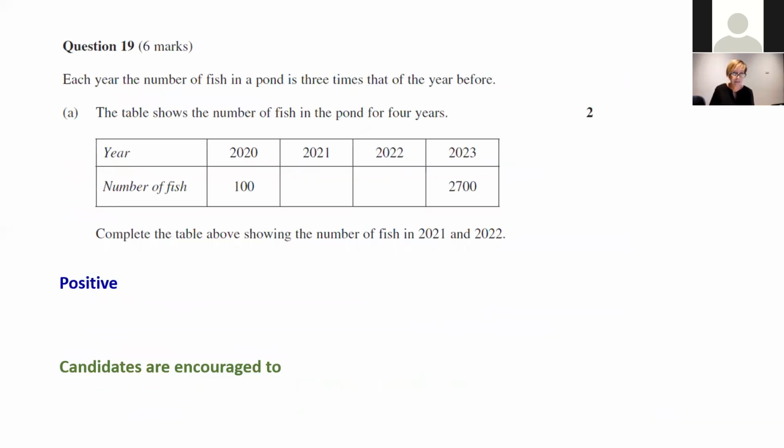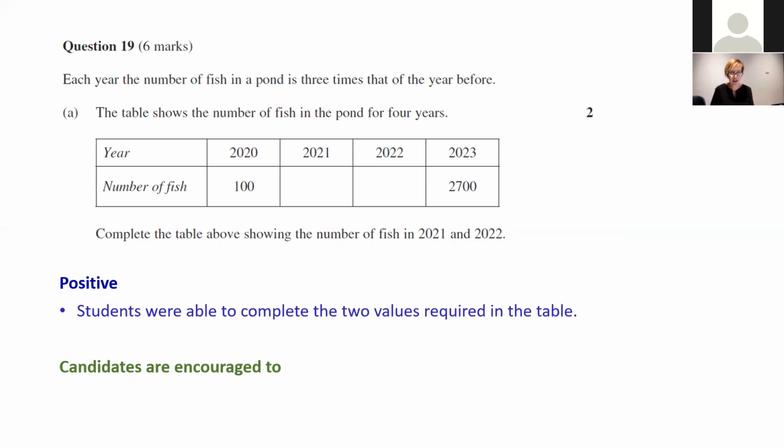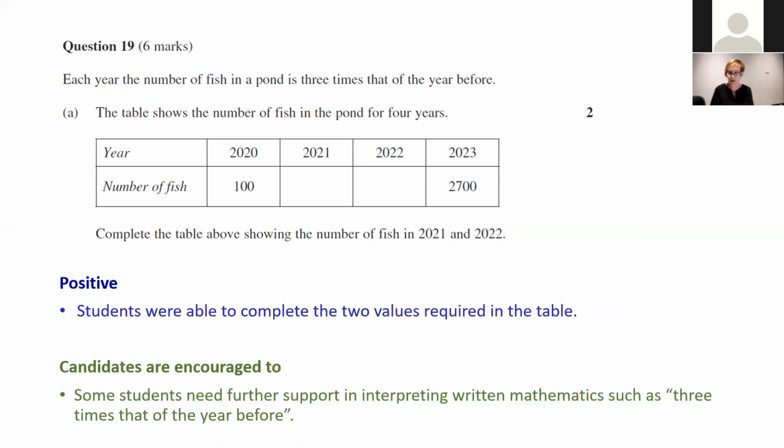Question 19. This was each year the number of fish in a pond is 3 times that of the year before, and they had to fill in the table with the missing data, and they did that quite well. Some areas for development with students who didn't manage to do that is to work on interpreting written mathematics, such as 3 times that of the year before, because that was the stumbling block for some students.